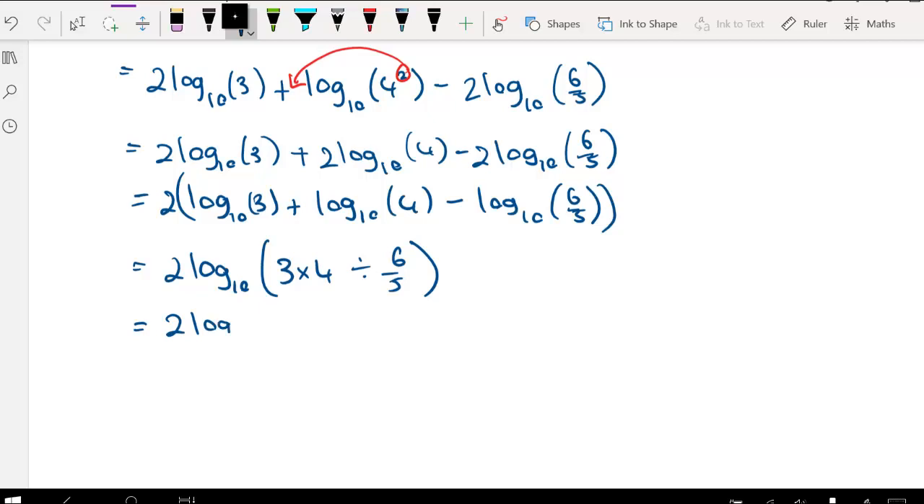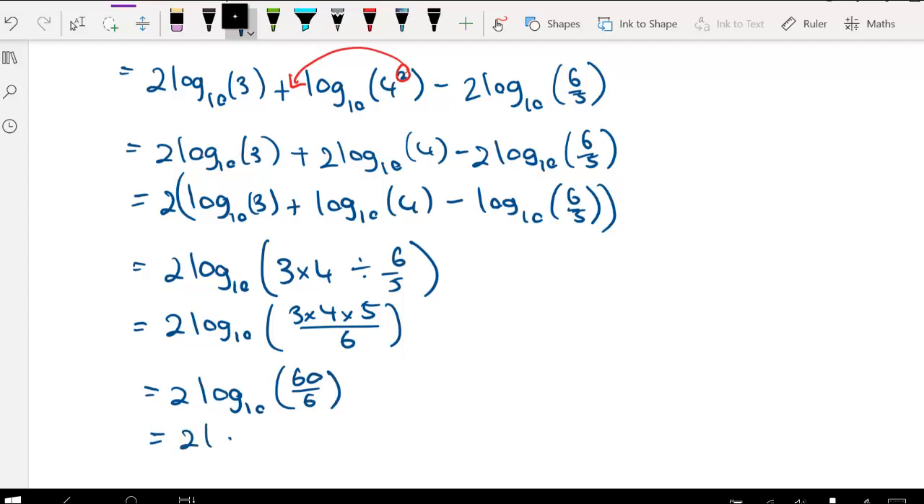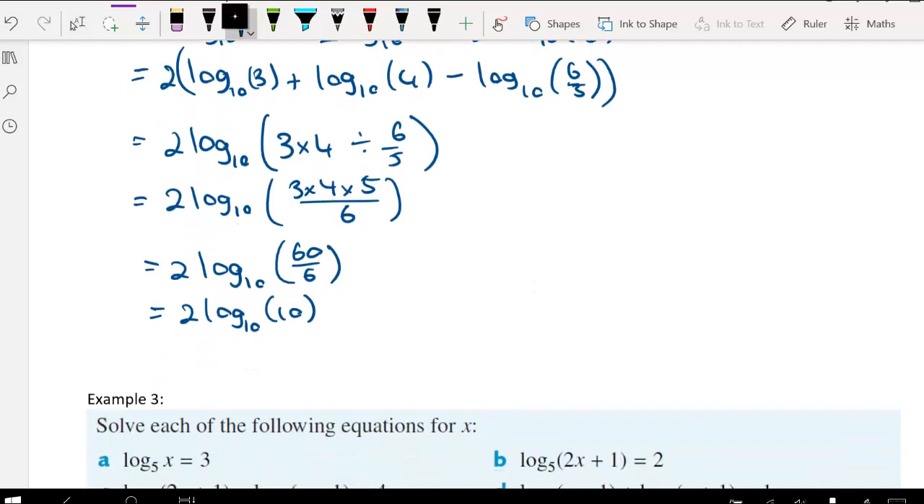So 2 log base 10, 3 multiplied by 4. Now, if we divide by a fraction, we're multiplying by the reciprocal. So we have 2 log base 10 of 4 by 5, which is 20 by 3. So that gives us 60 over 6. And we've got 2 log base 10 of 10. Now log base 10 of 10 is equal to 1, so therefore we're left with 2 by 1, or 2.